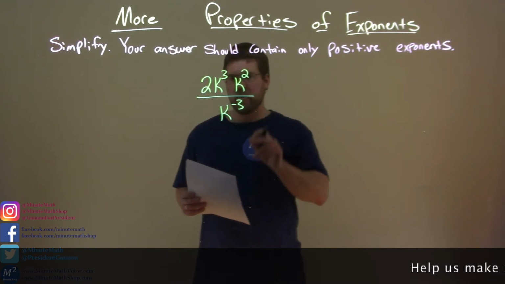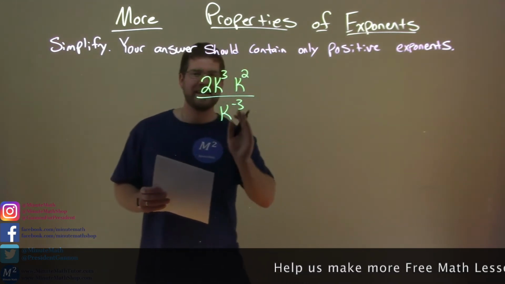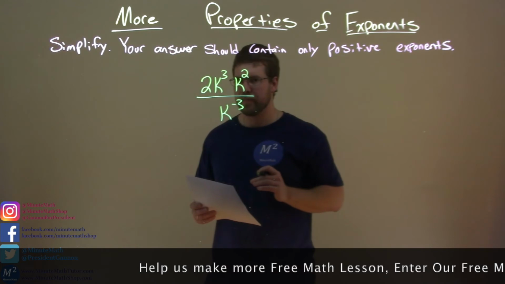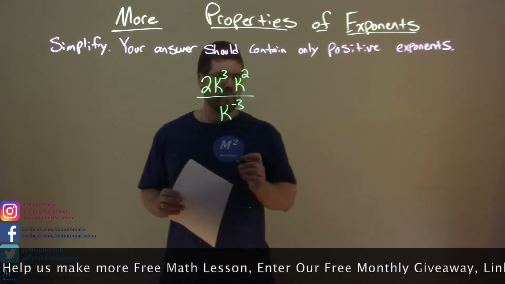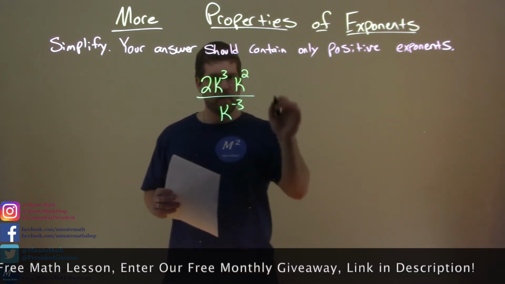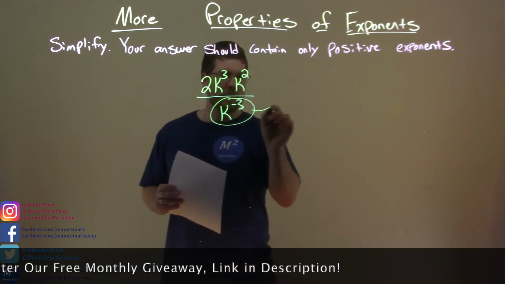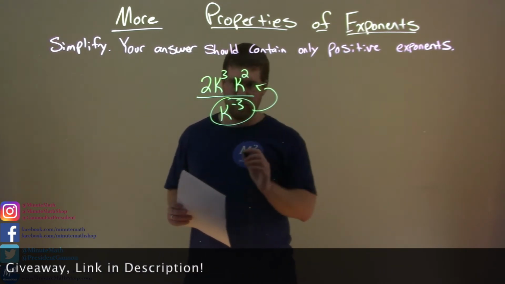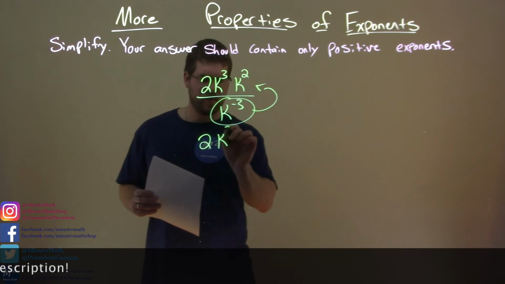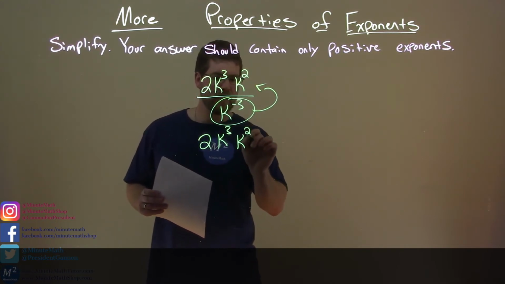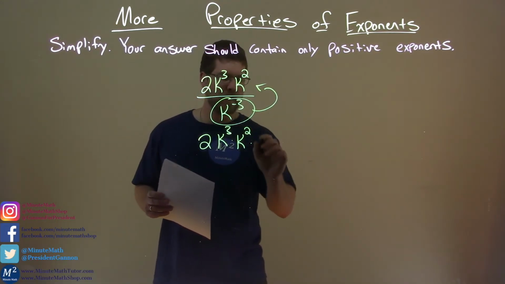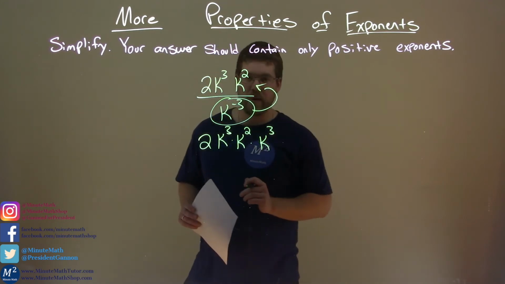Next: 2k to the 3rd power, k to the 2nd power, all over k to the negative 3rd power. One thing we know about negative exponents is that if it's negative in the denominator, it's a positive in the numerator. So we're going to take this and bring it to the numerator. So we have 2k to the 3rd, k squared, and then we're going to multiply that by bringing up k to the positive 3rd power.